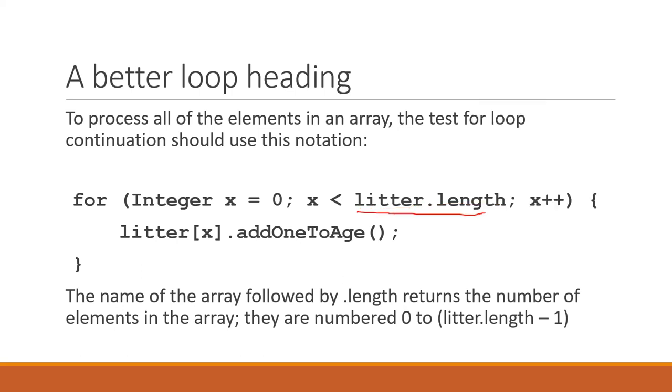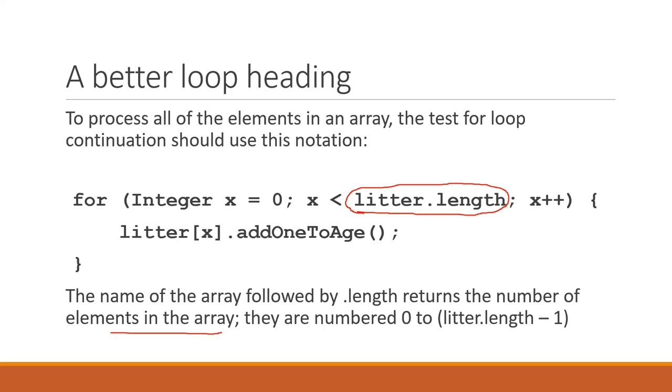The upper limit here for my for loop should always be, I can use this notation, the name of the array dot length. So the name of the array followed by length returns the number of elements in the array, and they're numbered from 0 to the name of the array dot length minus 1.